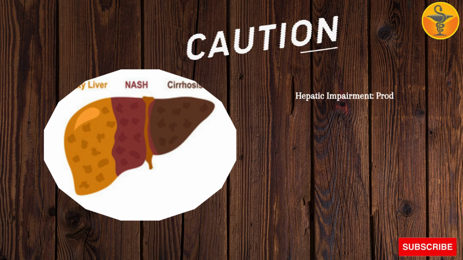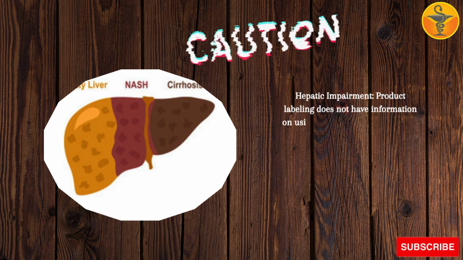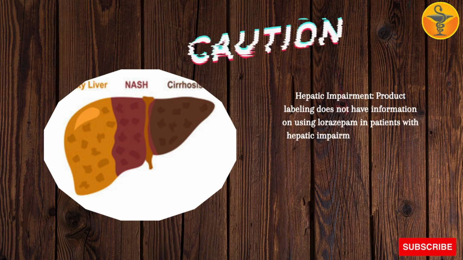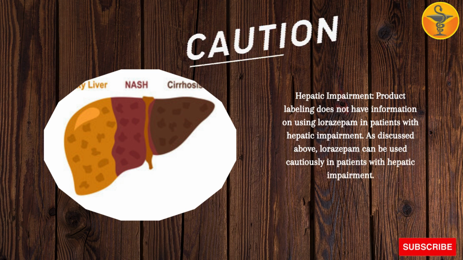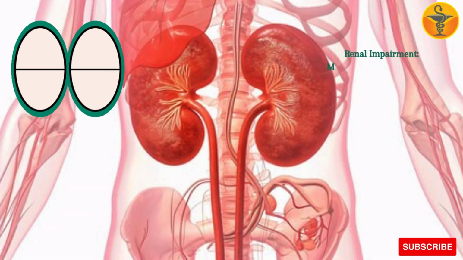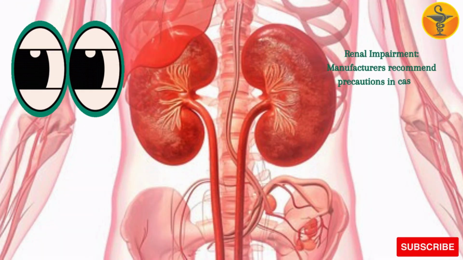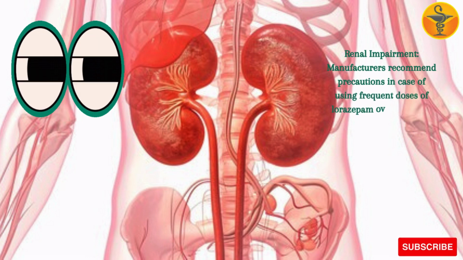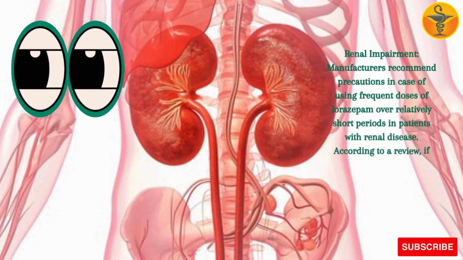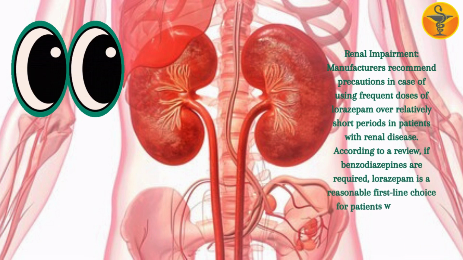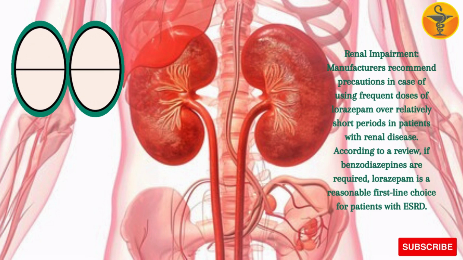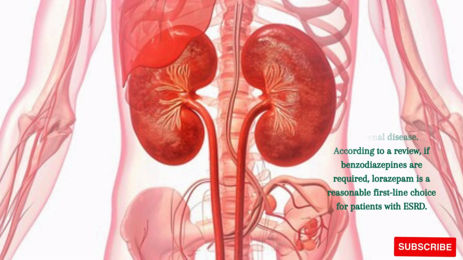Hepatic impairment. Product labeling does not have information on using lorazepam in patients with hepatic impairment. As discussed above, lorazepam can be used cautiously in patients with hepatic impairment. Renal impairment. Manufacturers recommend precautions in case of using frequent doses of lorazepam over relatively short periods in patients with renal disease. According to a review, if benzodiazepines are required, lorazepam is a reasonable first-line choice for patients with ESRD.